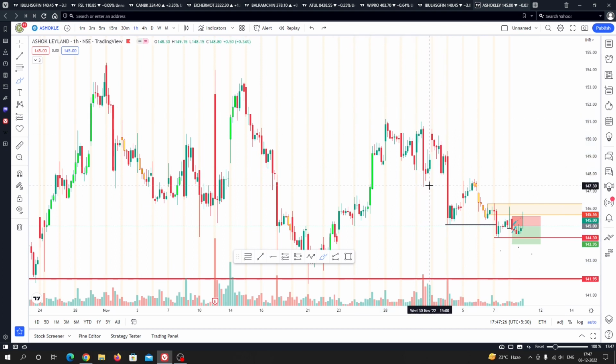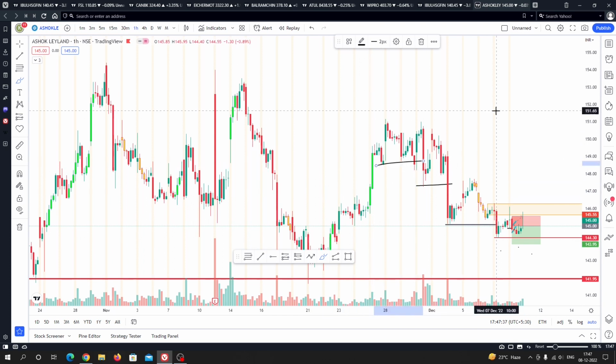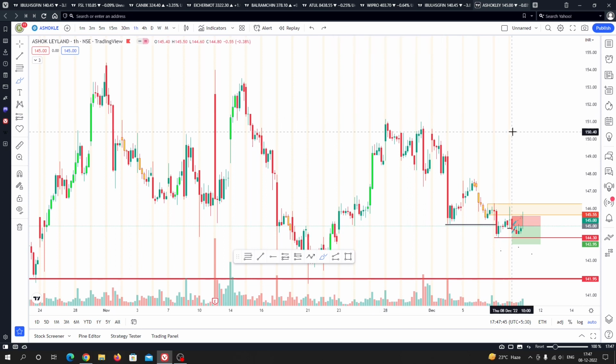So I was looking at the internal structure and I saw a clear breakout structure here. There is another breakout structure in this region. Here there was a change of character within this internal structure. So I was looking for a selling opportunity, as I already said. As usual, I drew an order block in the 1 hour time frame, and this region is what I consider the order block.